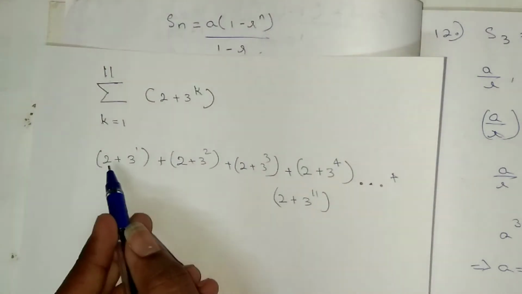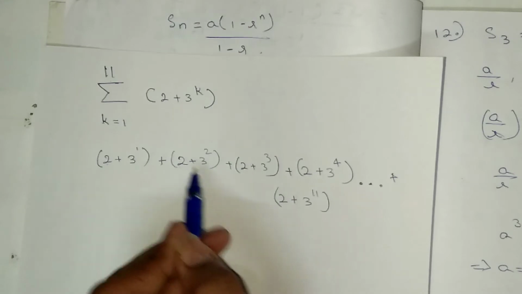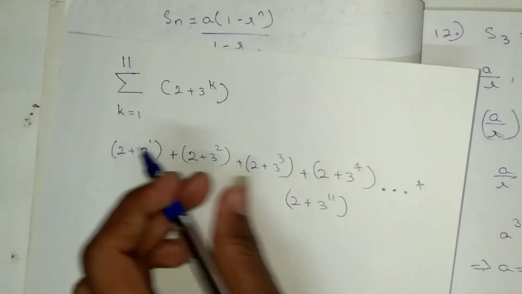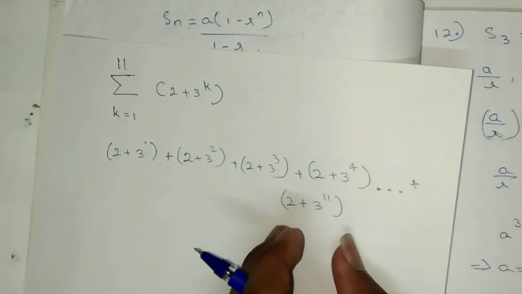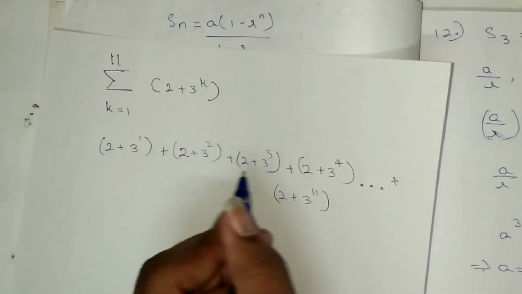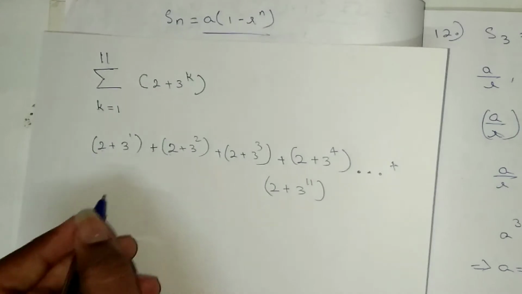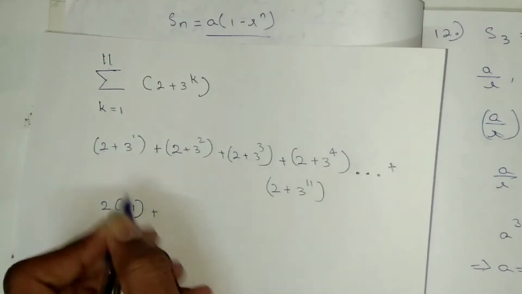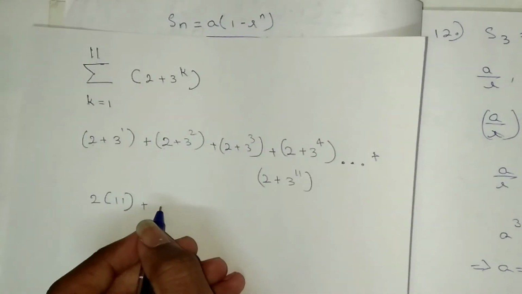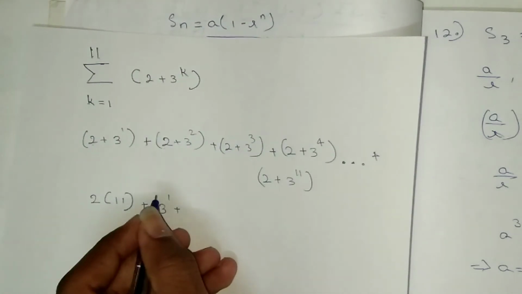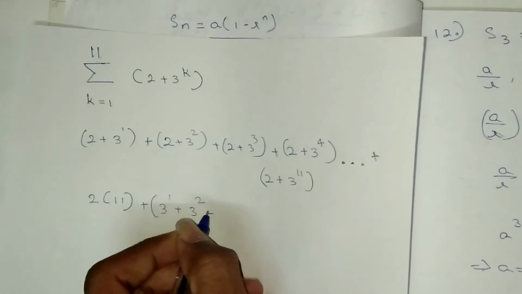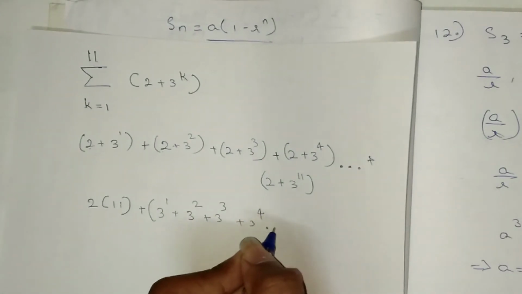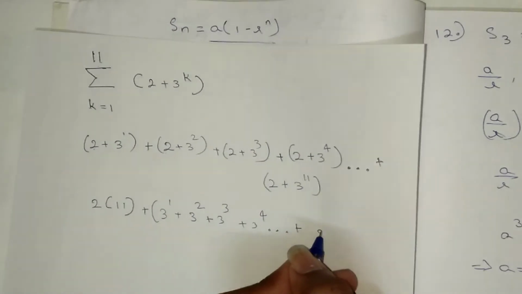Now if you have a close look, you can see 2, 2, 2, 2. In all the 11 terms there are 2. Of course there are 11 terms, right? And so on, till the 11th term. So you can see that there are 2, 11 times. So what you have to do is multiply 2, 11 times, plus 3 to the power 1 plus 3 to the power 2 plus 3 to the power 3 plus 3 to the power 4 and so on till 3 to the power 11.